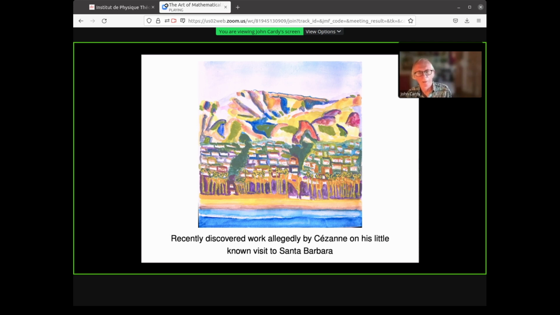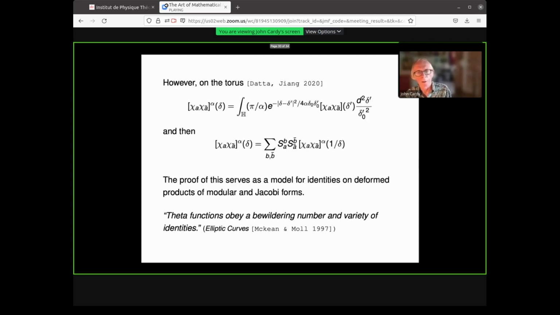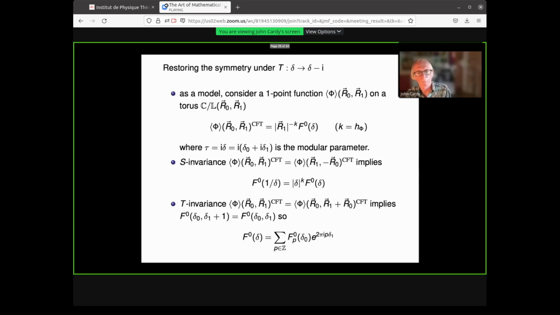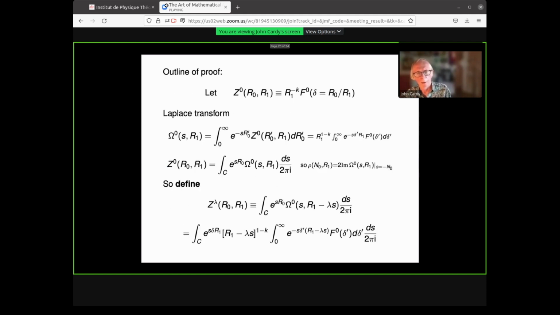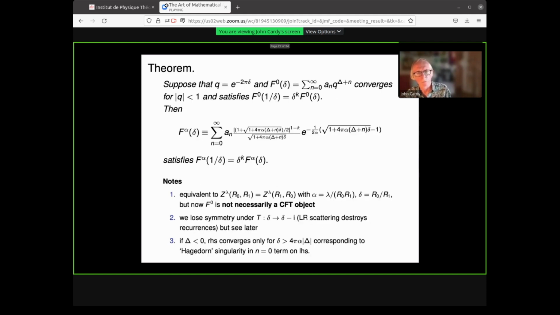So okay. I had a question about the Hagedorn singularity. Can you illustrate it a bit more for us? Tell us what it means in context. Yes, I didn't really explain that. Let me see if I have an equation which would show that.